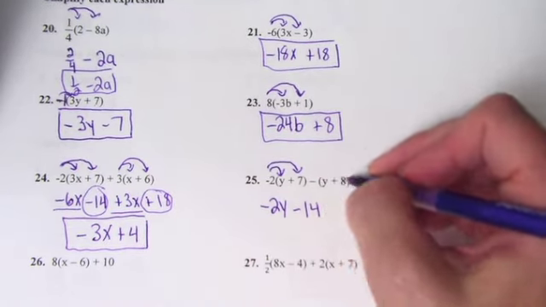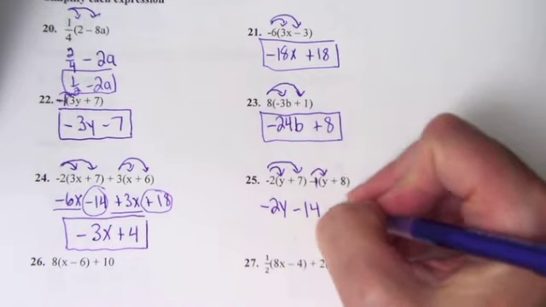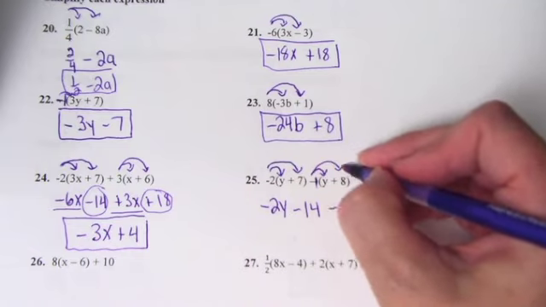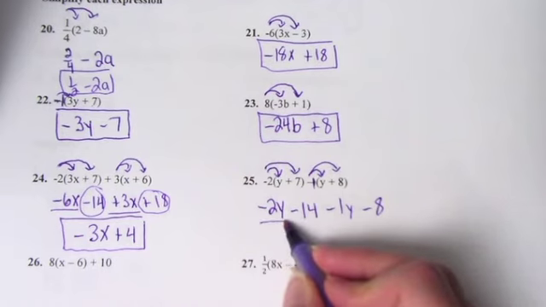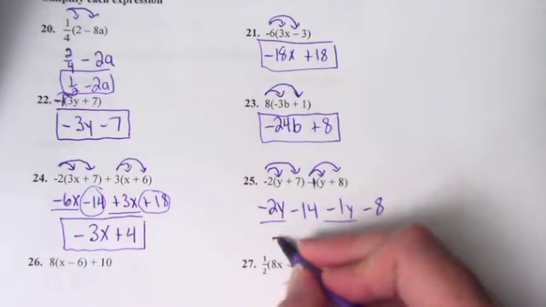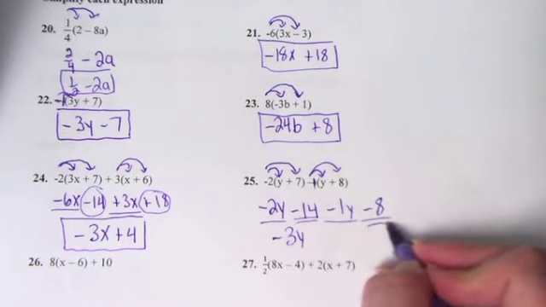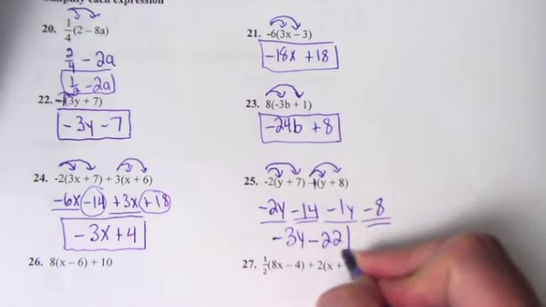We have a minus with the parentheses. Remember, there's a 1 there. So we have -1 times y. That gives us -1y. And then -1 times 8 gives you -8. Combine our like terms. We have -2y and -1y. Same sign, add and keep, so we get -3y. Minus 14 and minus 8 gives you -22.